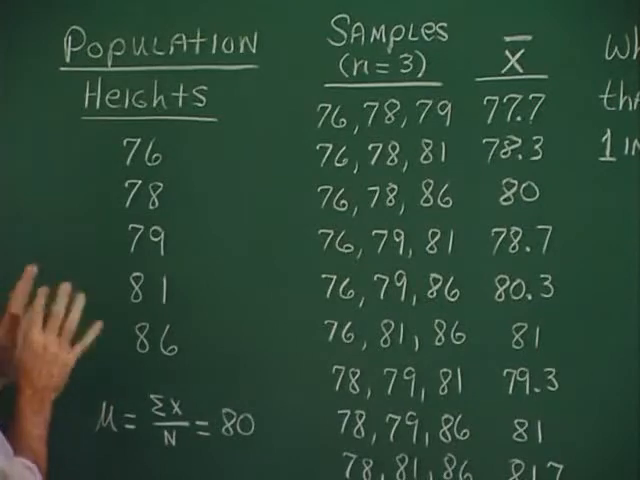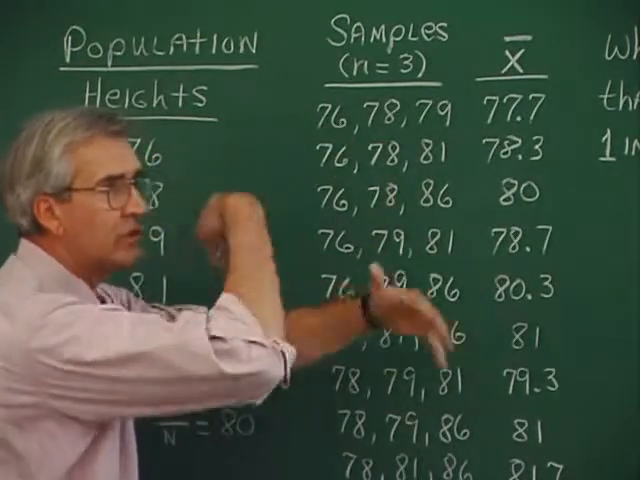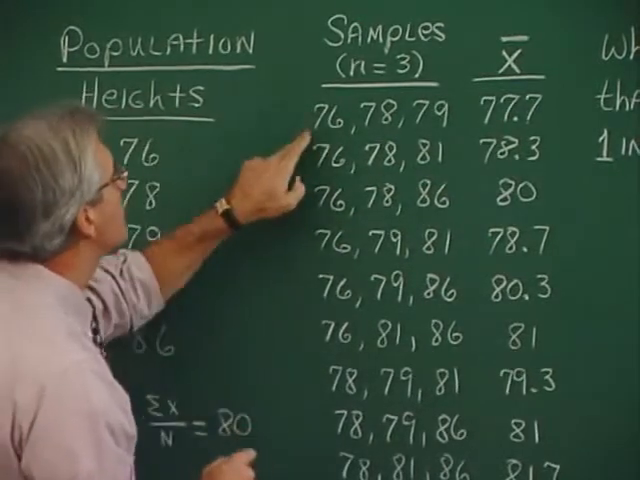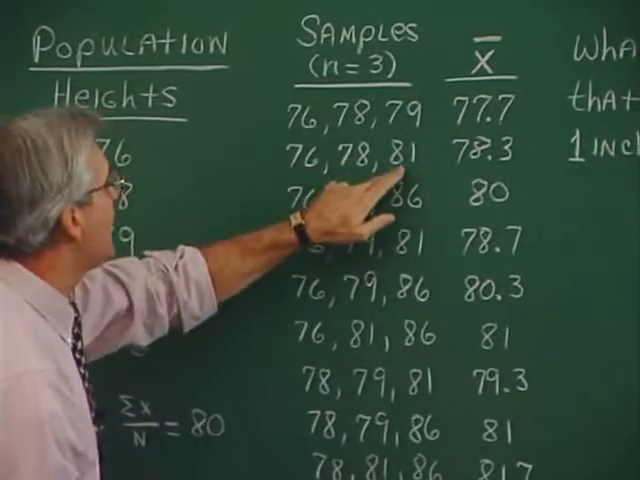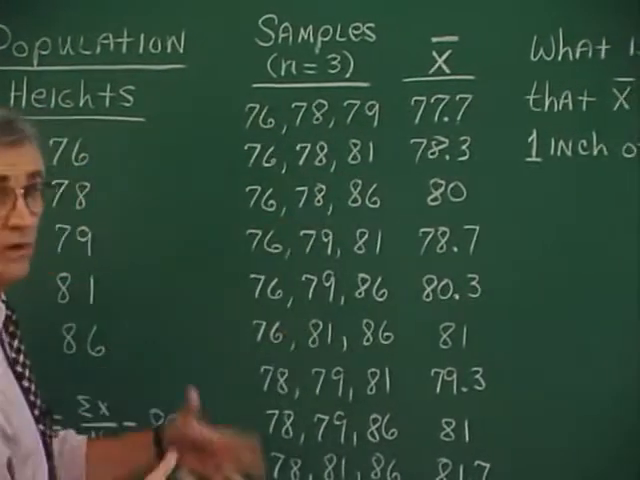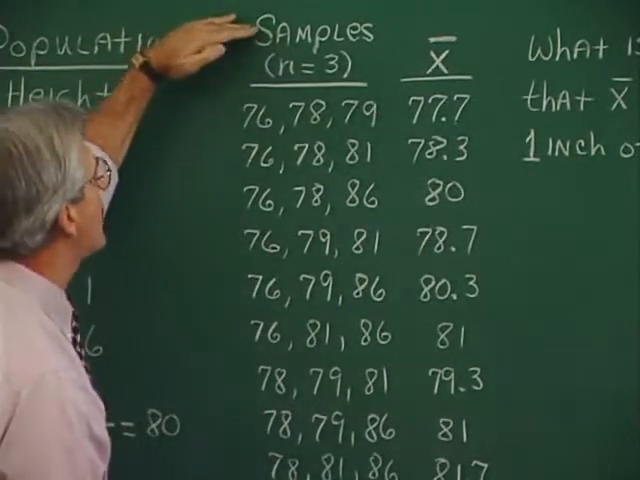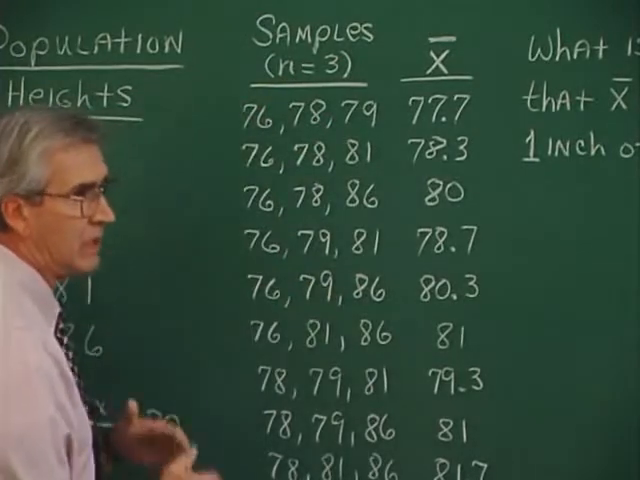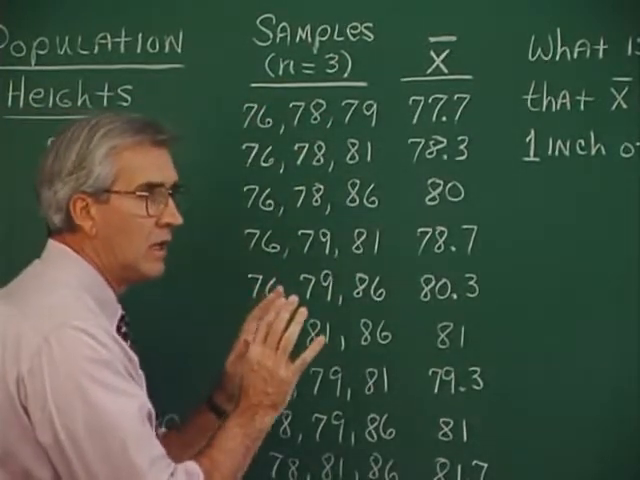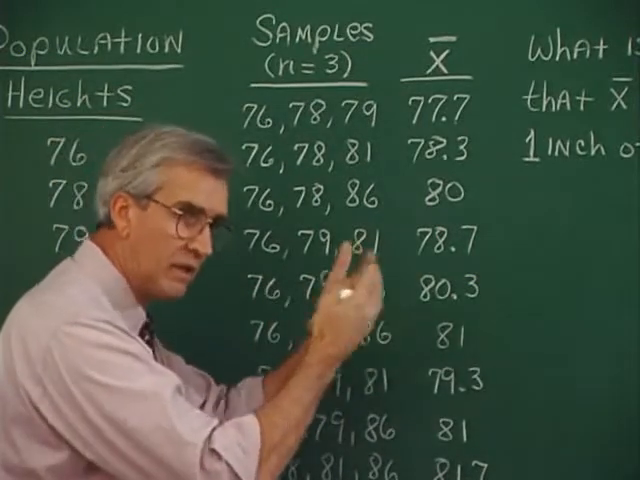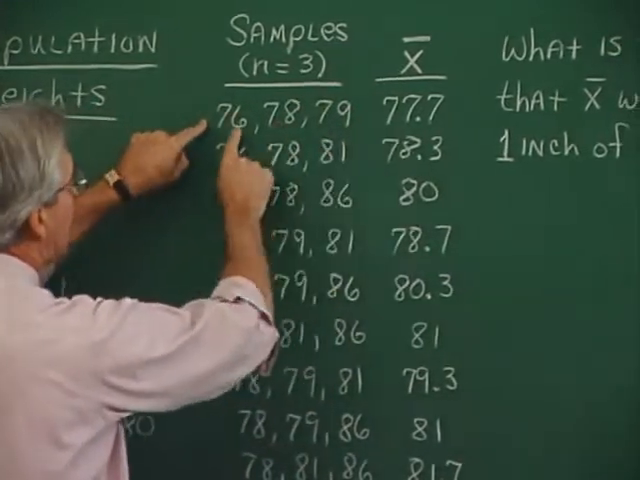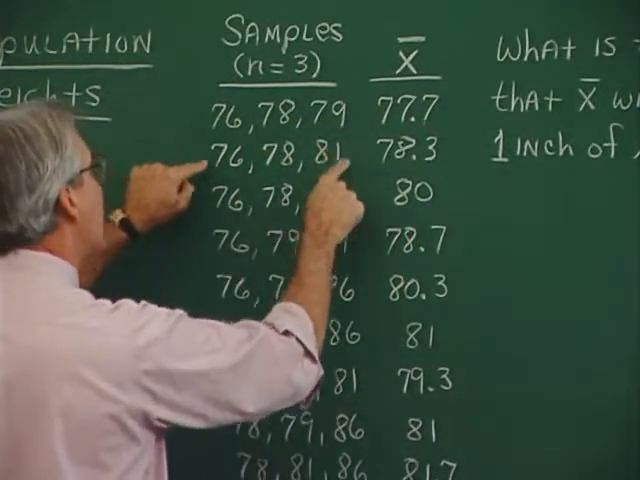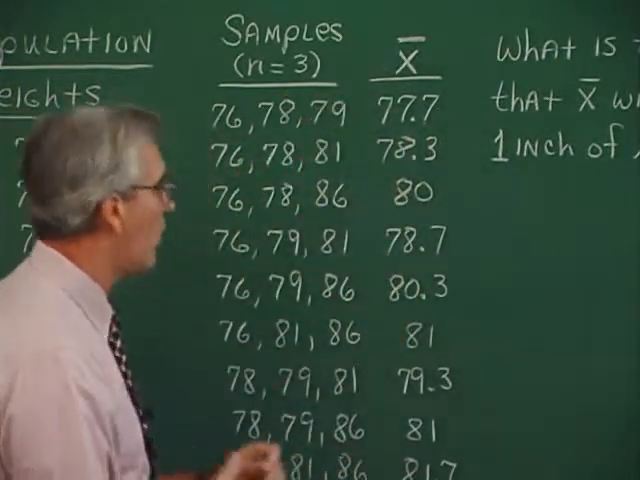Okay? All right. Good. Now, all of the different groups of 3 from this group of 5 would be 76, 78, 79, 76, 78, 81, 76, 78, 86, and so on. There are 10 of them. All right, so these are all the samples where sample size is 3. Now, from each of these samples, I have calculated an x bar, that is the mean of the sample. So the mean in this sample, add these and divide by 3, and I get 77.7. From this other sample, I add these, divide by 3, I get 78.3, and so on all the way down.